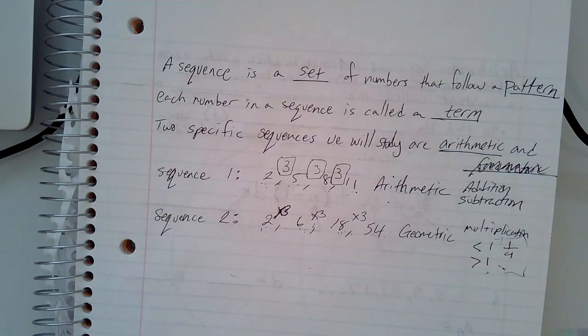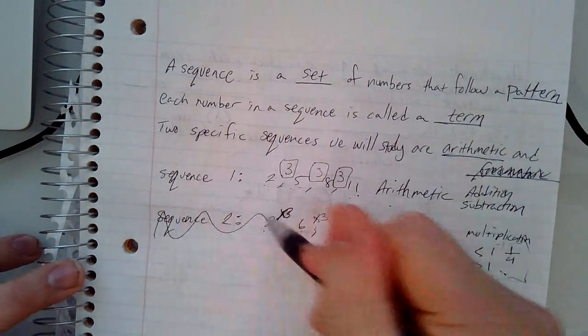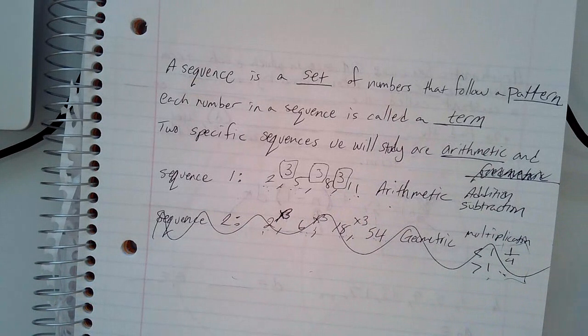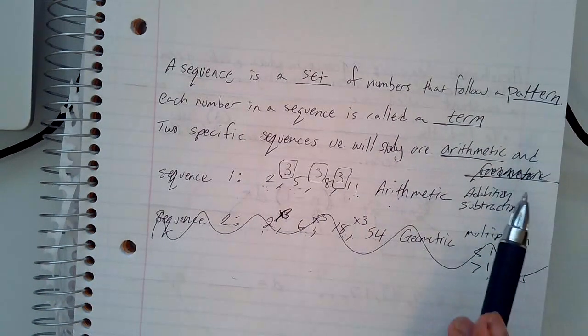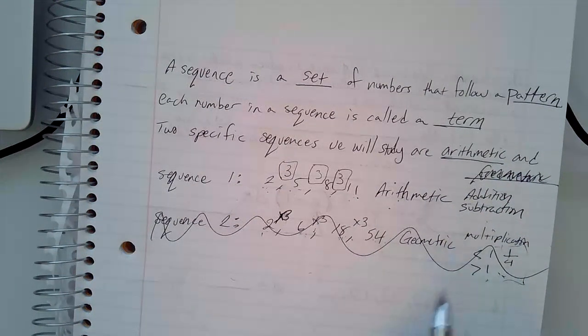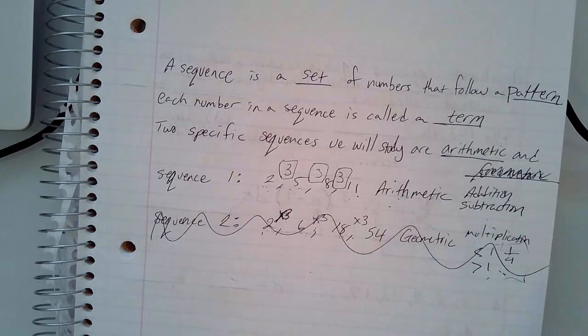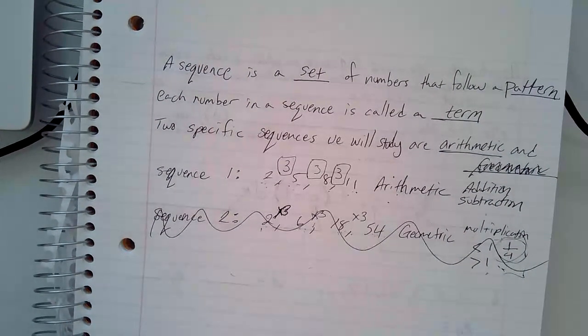But we are not covering geometric sequences. So just understand that there are 2 different types. The arithmetic sequences that we will be covering use addition and subtraction. They will not use multiplication or division. All right. The second page talks about the arithmetic sequence.